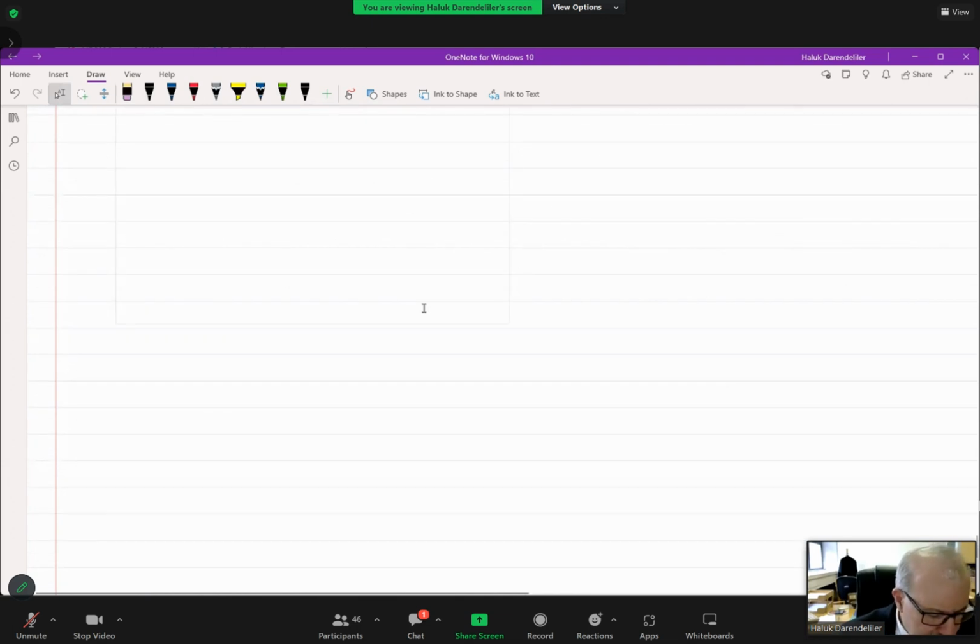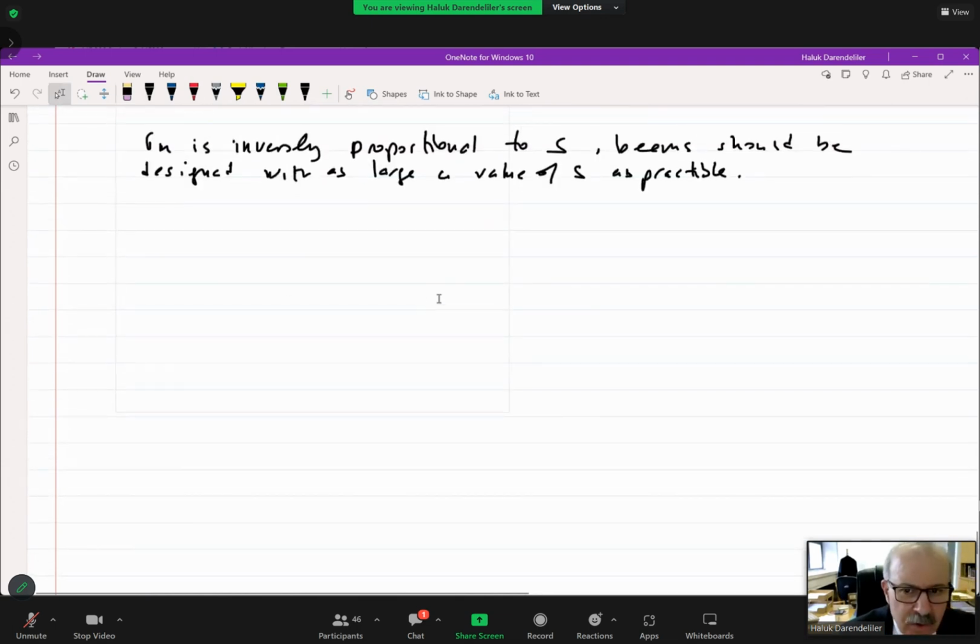Now, one other topic that I want to mention very quickly is this. That is deformations in a transverse section.